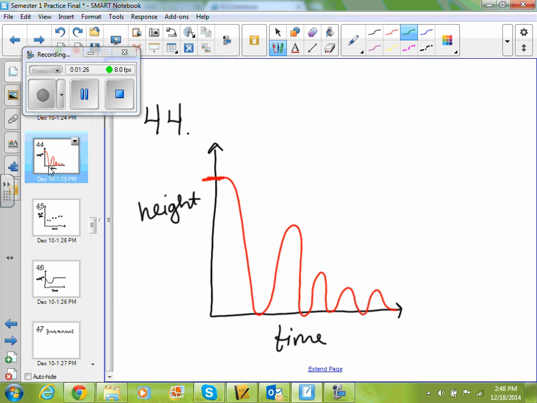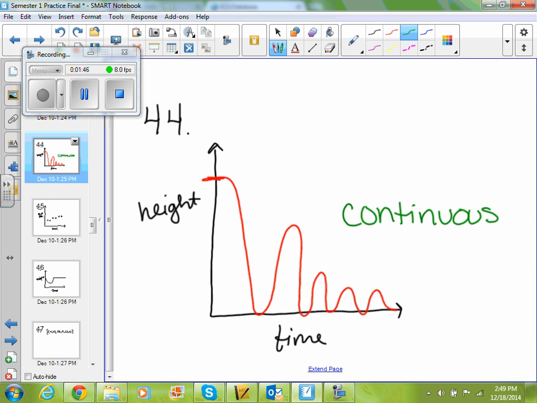Okay, so is that continuous or discrete? Continuous. Okay, why? Because it's connected. Connected lines. It's just one. Okay, so continuous graphs, connected lines.